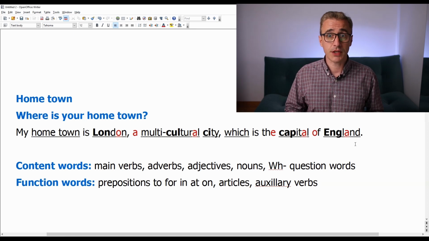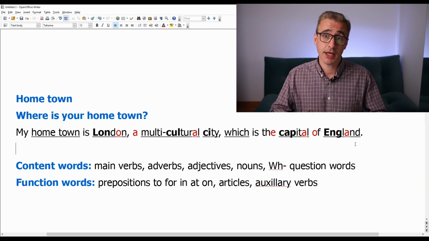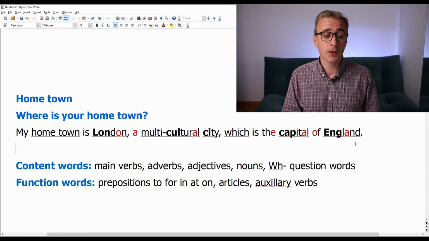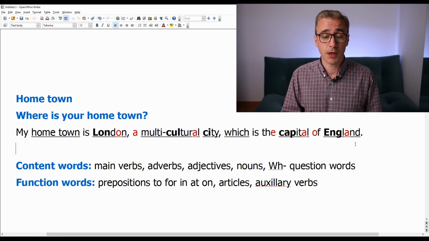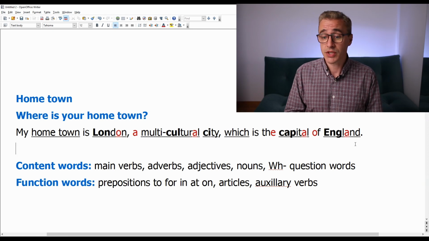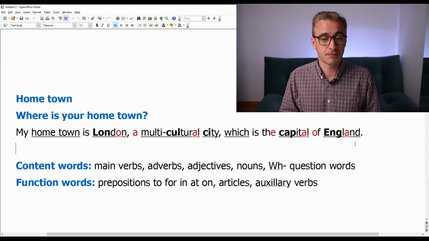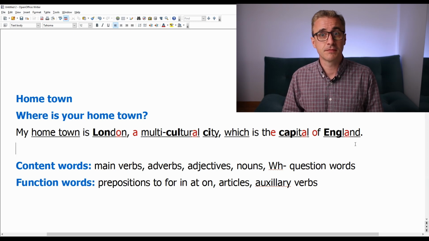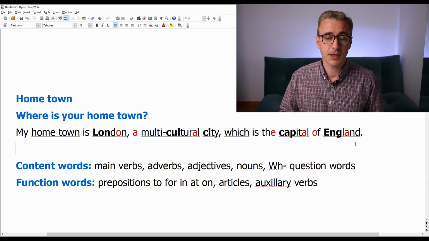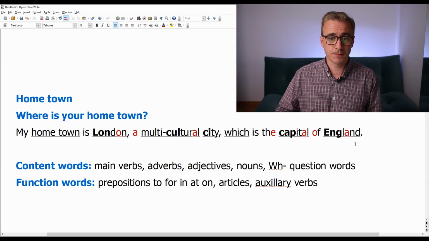So let's go through this together. I'll say it once and then you say after me. So, my hometown is London, a multicultural city, which is the capital of England. Well done. Let's move on to the second question.